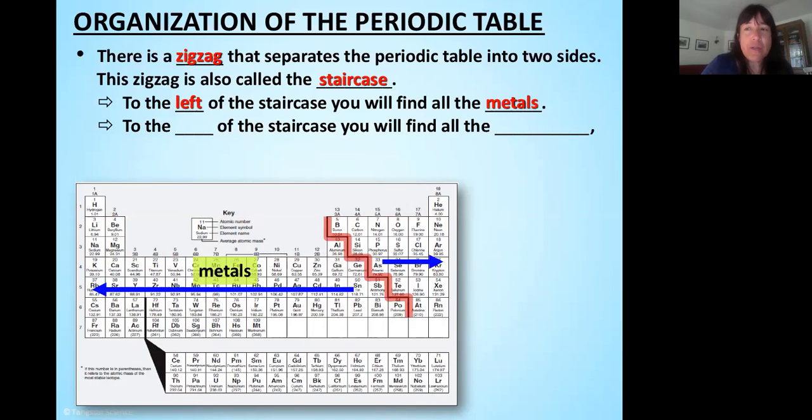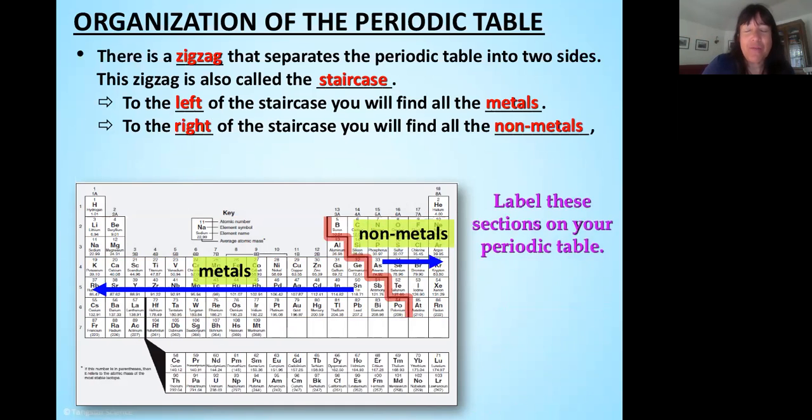And actually, I do want to add number 1, hydrogen is not a metal. We'll talk about that in notes later, but it is a non-metal, but it's put on that side, it's the one exception. To the right of the staircase, you will find the nonmetals. There are not very many nonmetals, okay? Kind of interesting, mostly made out of metals, and there's a few nonmetals. So if you can label these sections on your periodic table, that would be awesome.